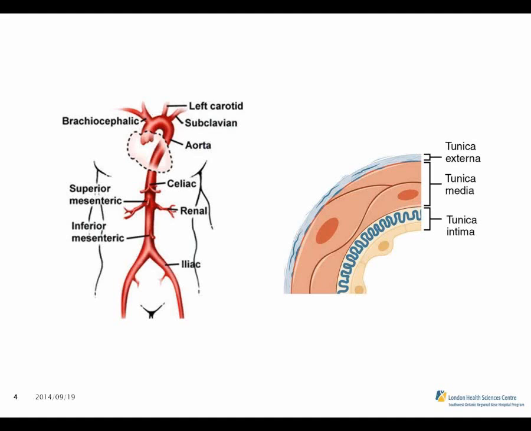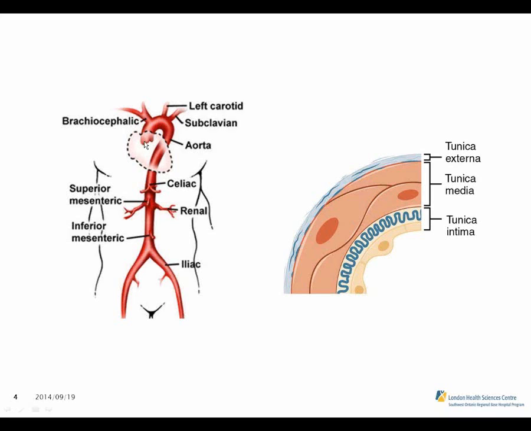Before we get started, I'd like to go over some aortic anatomy. The image on the left shows the course of the aorta from the aortic valve, which starts at the left ventricle and descends all the way to the bifurcation of the iliac vessels at the pelvic brim. Now, some important vessels coming off of the aorta are as follows.